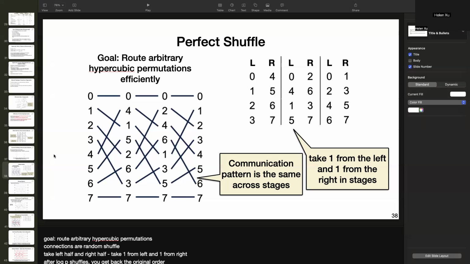So you cannot route arbitrary permutations through this. Or you can route any permutation you want, but it may not be efficient. But some of them may not be hypercubic, but they may still be efficient. So, yeah. What was the example where you can't route?